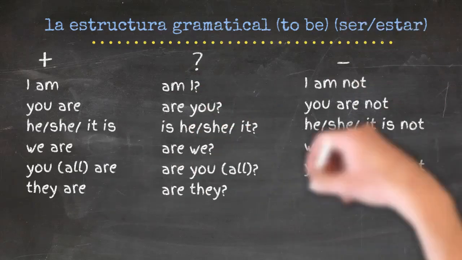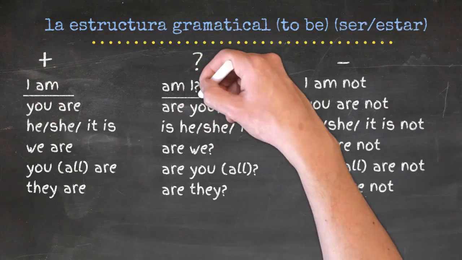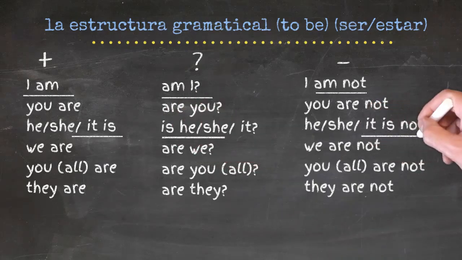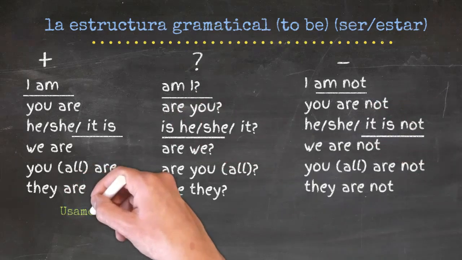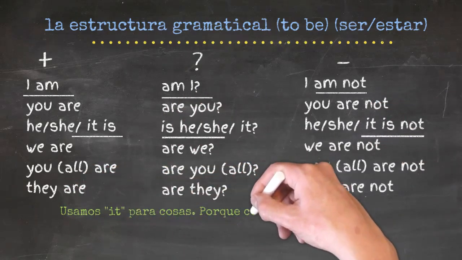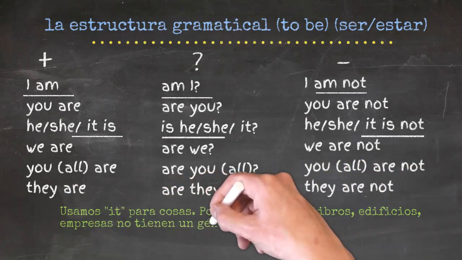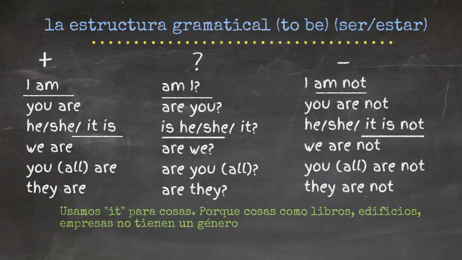Tenga en cuenta la diferencia en las formas de primera y tercera personas. Es I am and he, she, it is. Usamos el pronombre it para cosas porque en inglés cosas como libros, edificios, empresas no tienen un género.